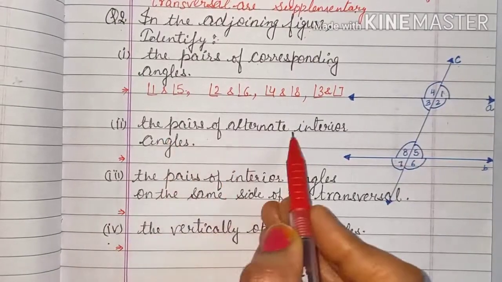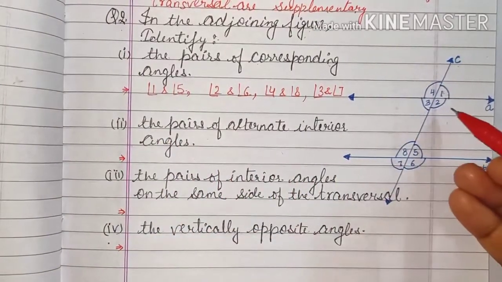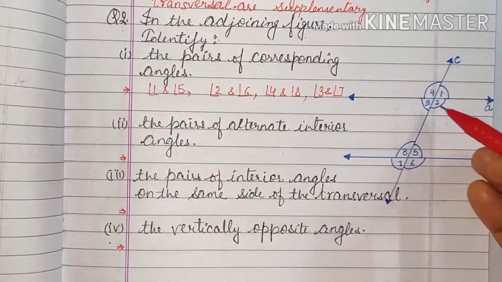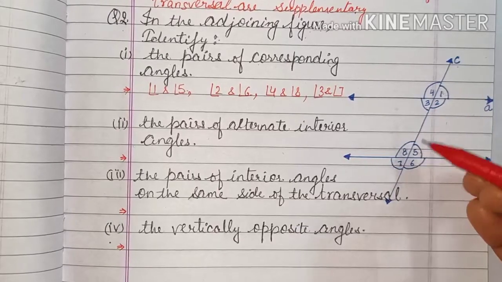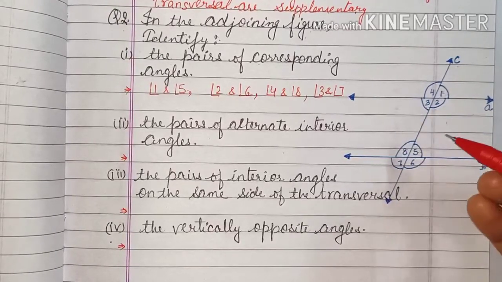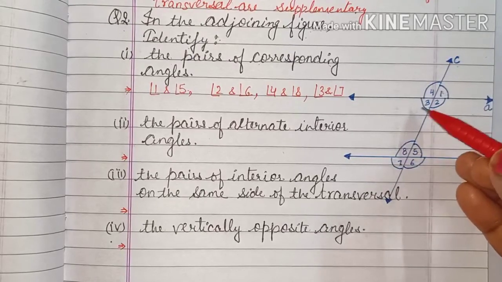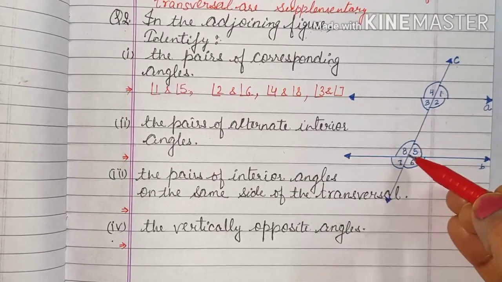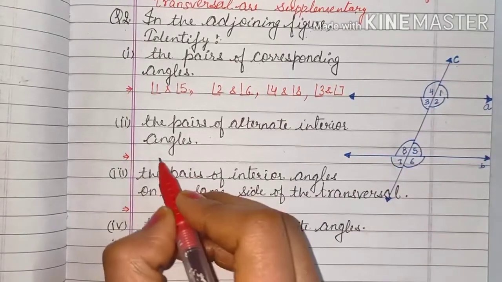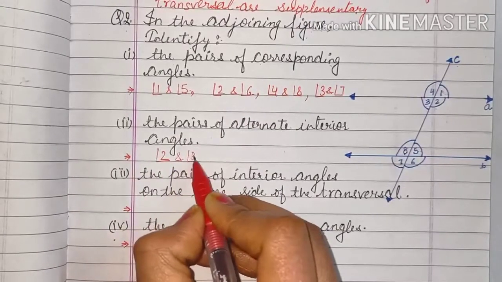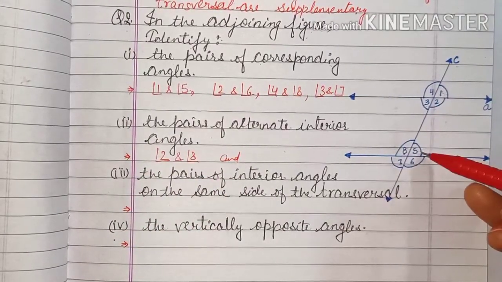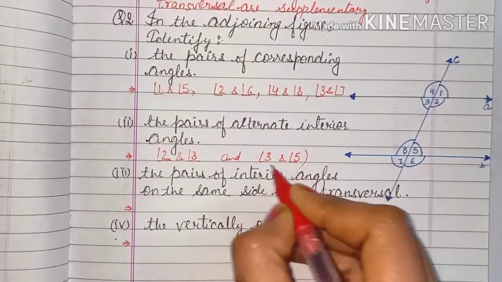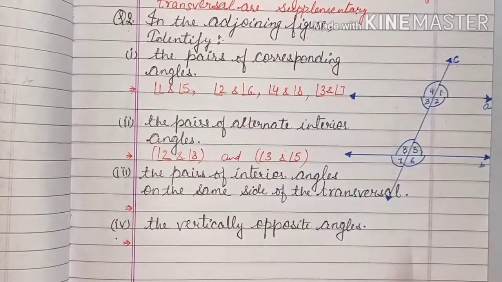In second, the pair of alternate interior angles. So first, these are the interior angles which are between the lines: angle 2, angle 3, angle 5 and angle 8. Now alternate interior angles are on the opposite side of transversal. So here angle 2 and its alternate angle is angle 8. So first pair is angle 2 and angle 8. Angle 3 and its alternate angle is angle 5. So next pair is angle 3 and angle 5. So these are the pair of alternate interior angles.